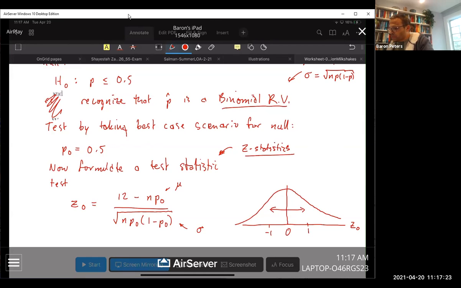In fact, if I compute the value of this thing, if I plug in all my numbers here, I use p naught equals 0.5, I use n equals 16, and that's enough. That's all I need to know. This ends up being 2, okay? So the data that we had was here. All right.